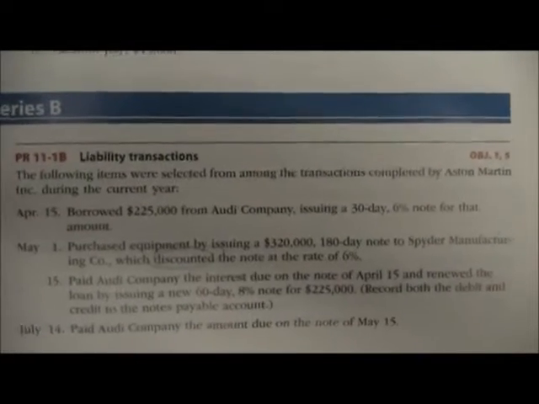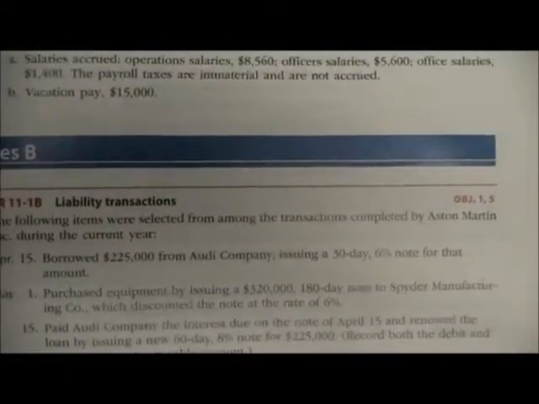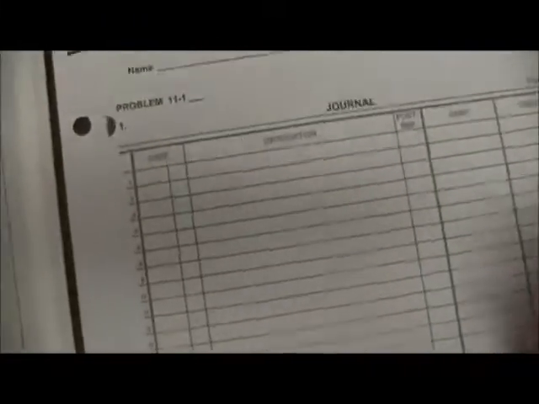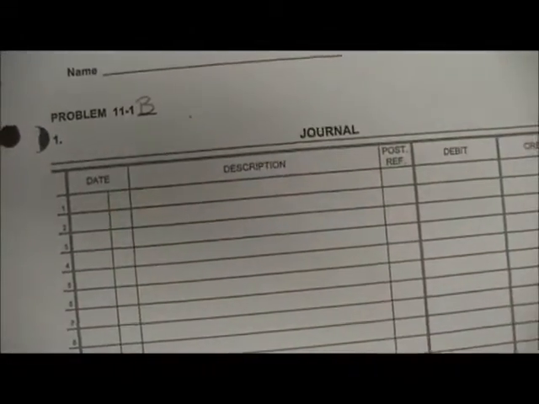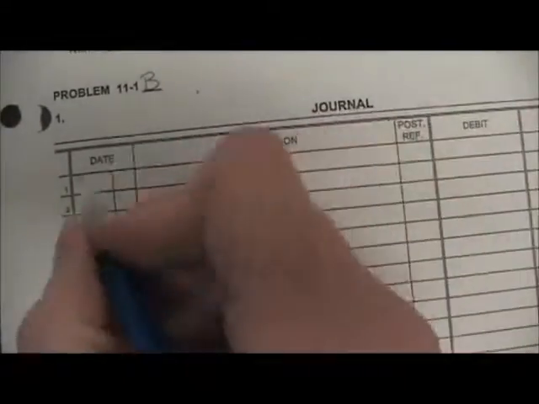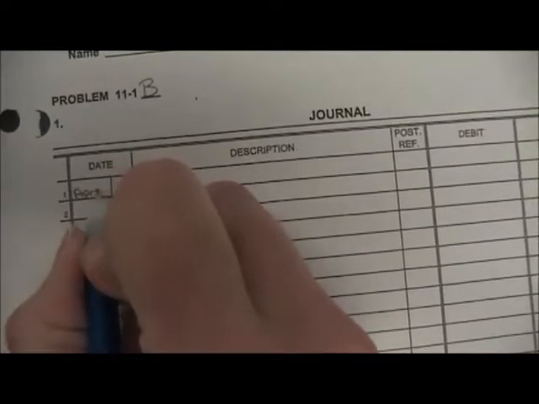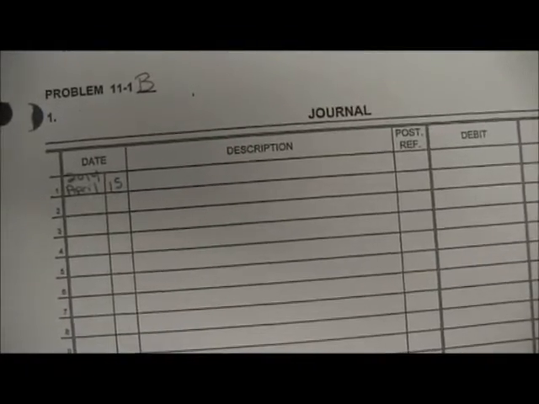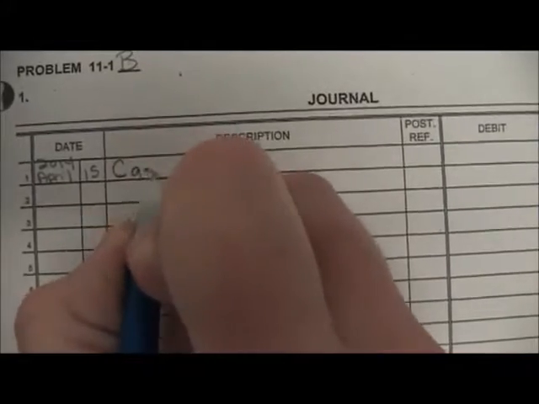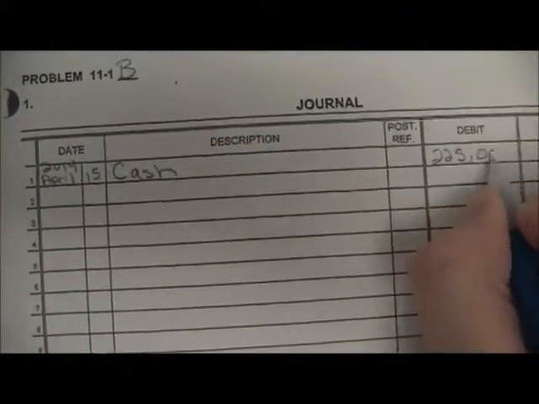that amount. Okay. So in your step-by-step that you should have gotten off of the portal, we have a journal page. So we're going to stick the letter B here because we're doing 11-1B. We're going to start with our date, which is April 15th, 2014. We are borrowing money, so we're receiving cash. We received $225,000.